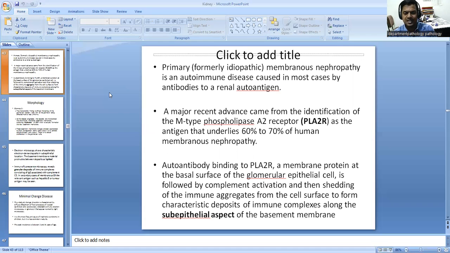Autoantibody binding to PLA2R, or M-type phospholipase A2 receptor, a membrane protein at the basal surface of the glomerular epithelial cells, is followed by complement activation and then shedding of immune aggregates from the cell surface that form characteristic deposits of immune complexes along the subepithelial aspect of the basement membrane.